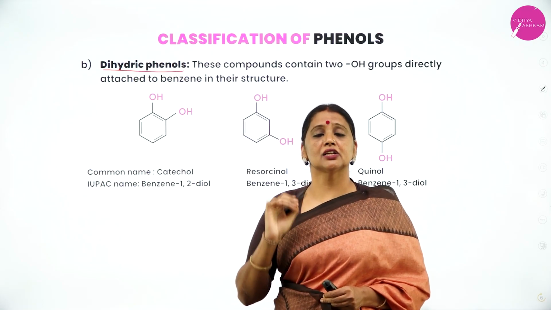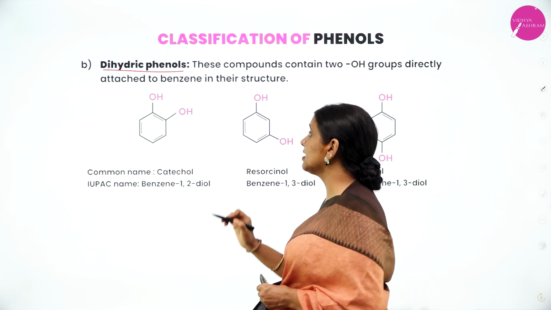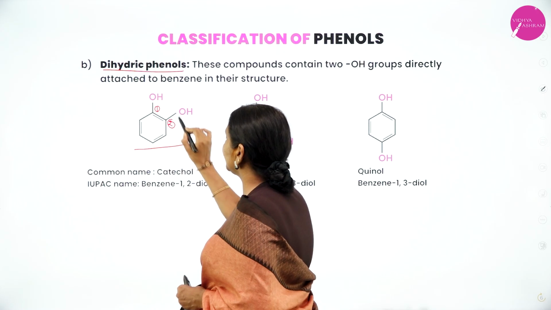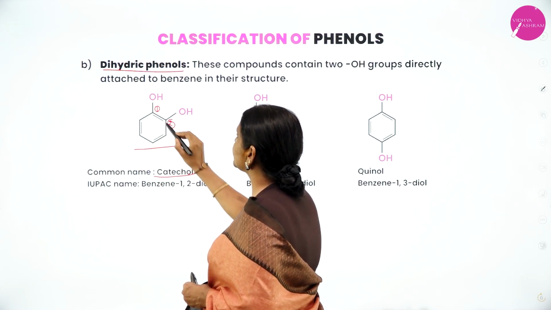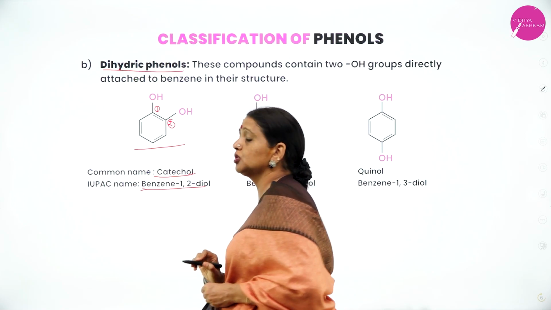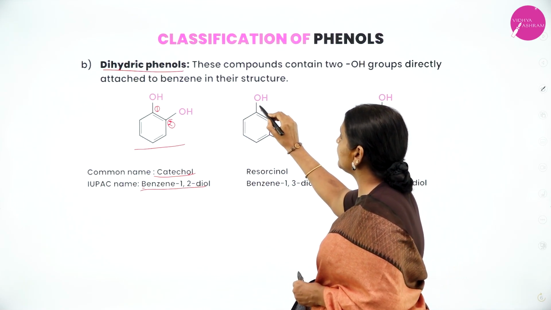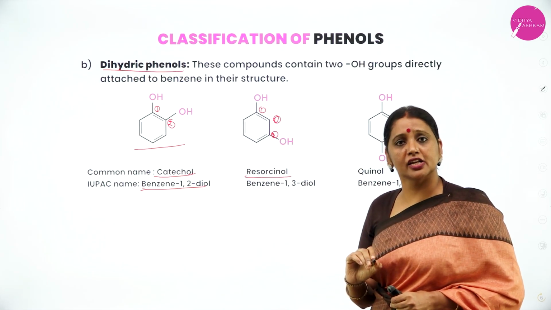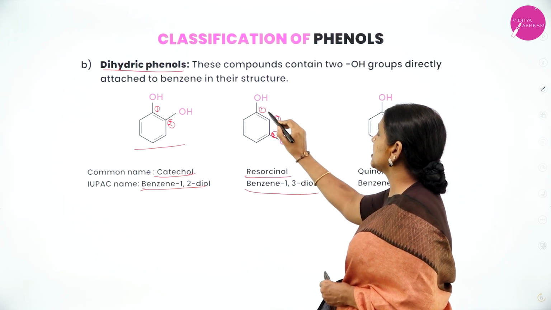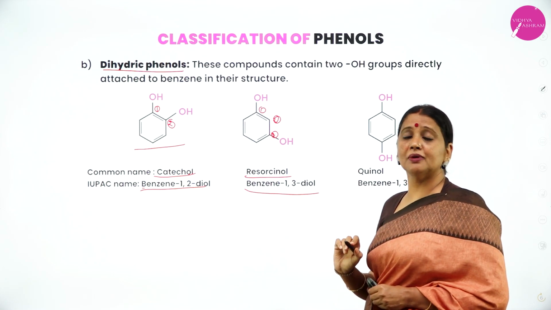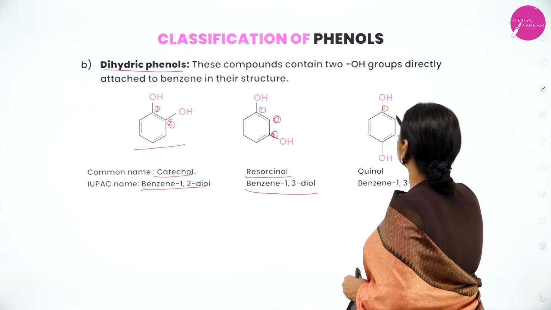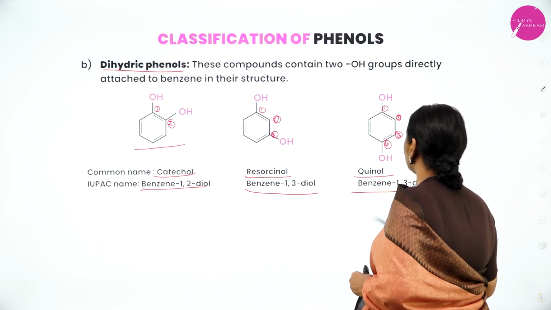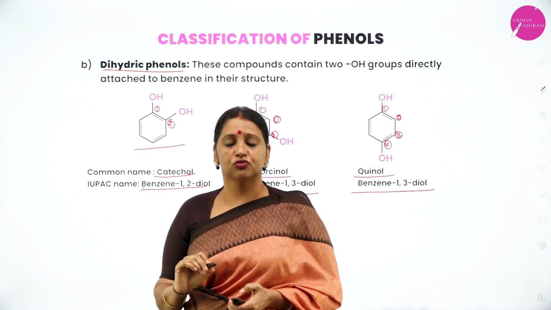Next, dihydric phenols. Dihydric phenols means they contain two OH groups directly attached to the benzene ring. First one, catechol. Here observe the benzene ring. First and second position OH groups are attached. The common name is catechol but the IUPAC name is benzene 1,2 diol. Now if it is number 1, number 2, number 3, the common name is resorcinol. IUPAC name is benzene 1,3 diol. So here 1, 2, 3, 4. This is quinol. It is benzene 1,4 diol.